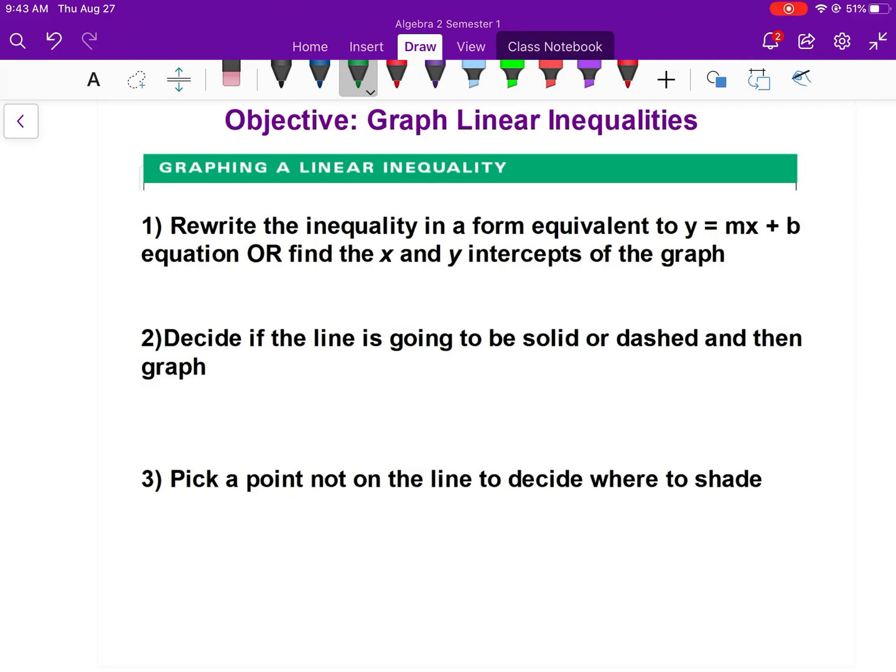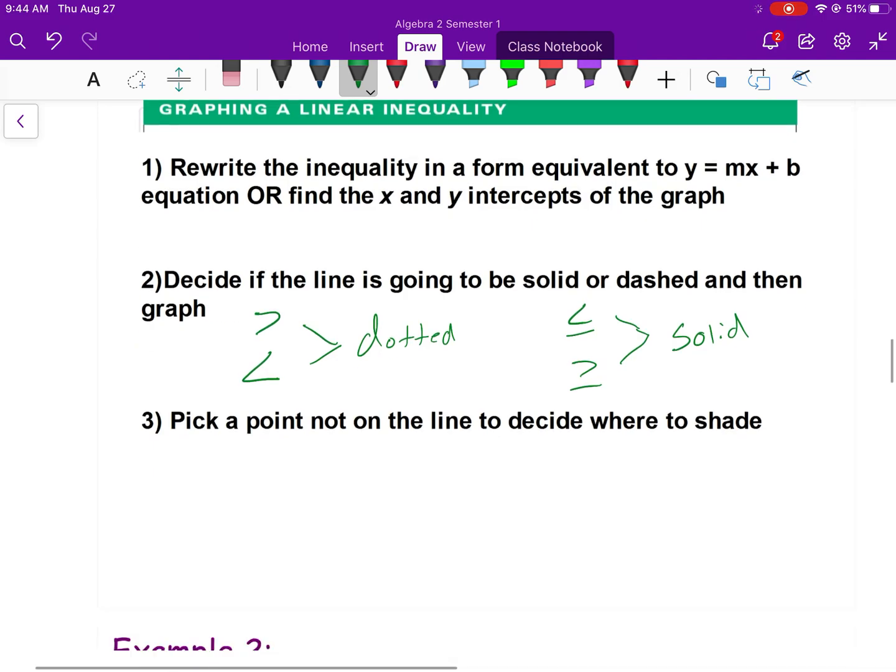So for inequalities, we have greater than or less than. In those cases, we are going to have dotted lines. We don't find the solutions along that line. But when we have less than or equal to and greater than or equal to, that is when we have solid lines, because we can find solutions or points on that line, and those will work.